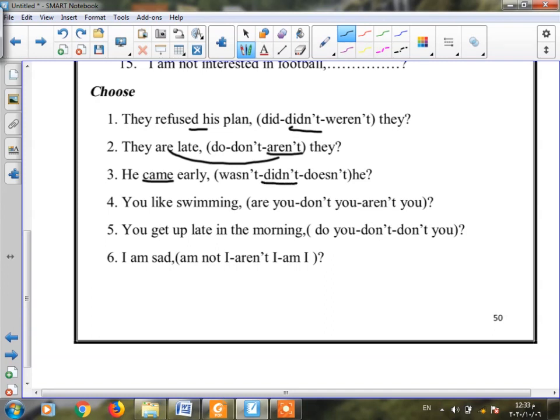Number 4, you like swimming. Circle my verb now, it's like. Like is a verb which is present. How do you know? Because we don't have any additions to the verb. So I'm going to choose a helping verb which is suitable for a present simple, which is don't you.